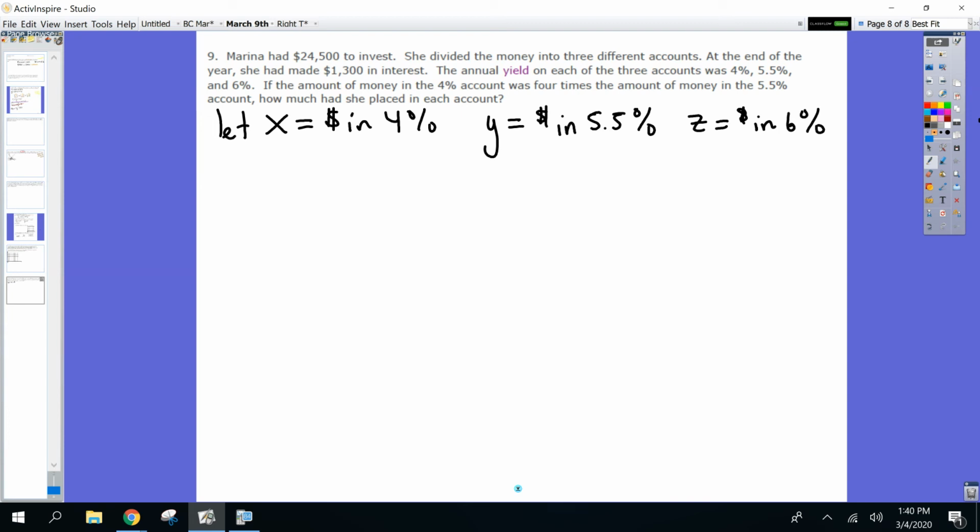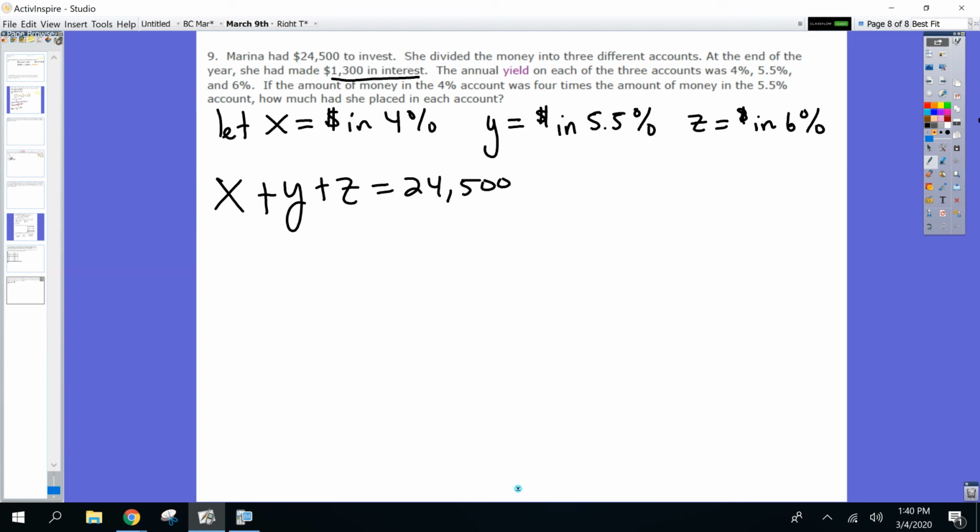So you got 24,500 to invest. What are we looking at? First equation. Any help? Not yet. Not yet. I haven't put it into the account yet. I just got a total amount of money. What do you got, Spencer? X plus Y plus Z equals 24,500. Oh, perfect. All the money added up. So you wouldn't do like the percent in front of those? That's coming up because look, at the end of the year, she made $1,300 in interest. So after she put it into the account, that's how much she made, $1,300.